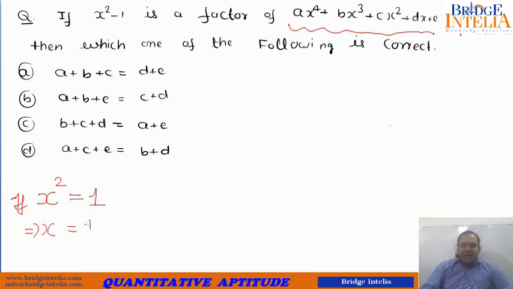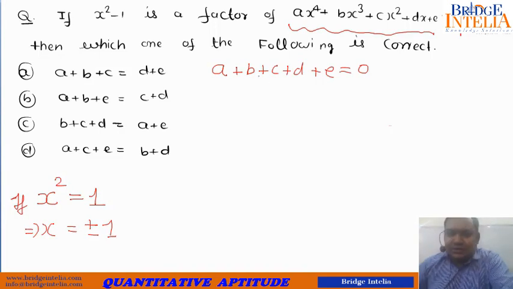So it means x is equal to either plus 1 or minus 1. If you put any of these values in the given expression, the expression must turn out to be 0. That would mean if I replace x with plus 1, a plus b plus c plus d plus e must be equal to 0, or else if I replace x with minus 1, because x can be both values, plus 1 or minus 1, then also the expression must be equal to 0.